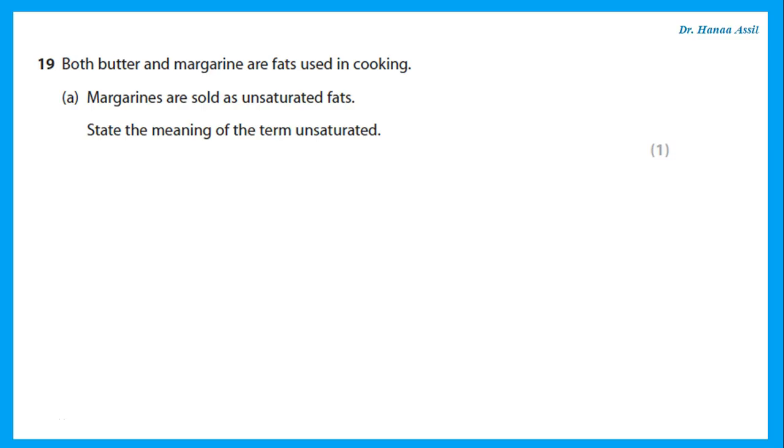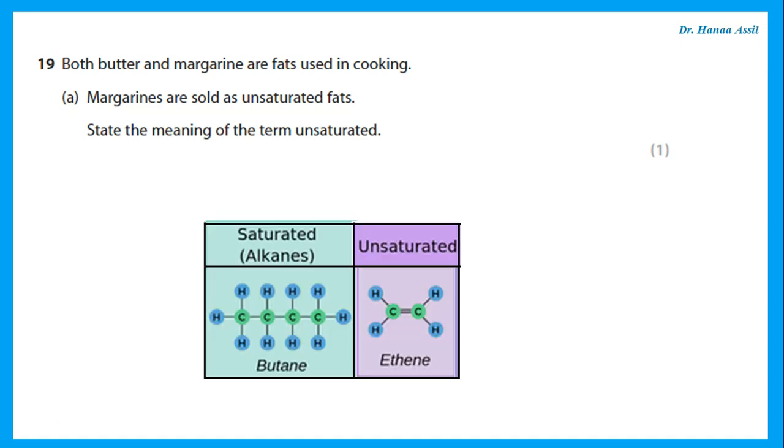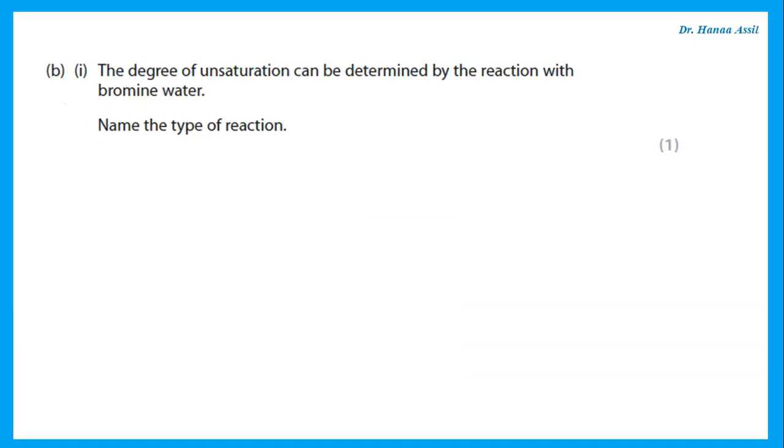Both butter and margarine are fats used in cooking. Margarines are sold as unsaturated fats. State the meaning of the term unsaturated. Remember, with respect to organic compounds, saturated means they have only single bonds. Unsaturated means they have a double bond, at least one double bond that makes the molecule unsaturated.